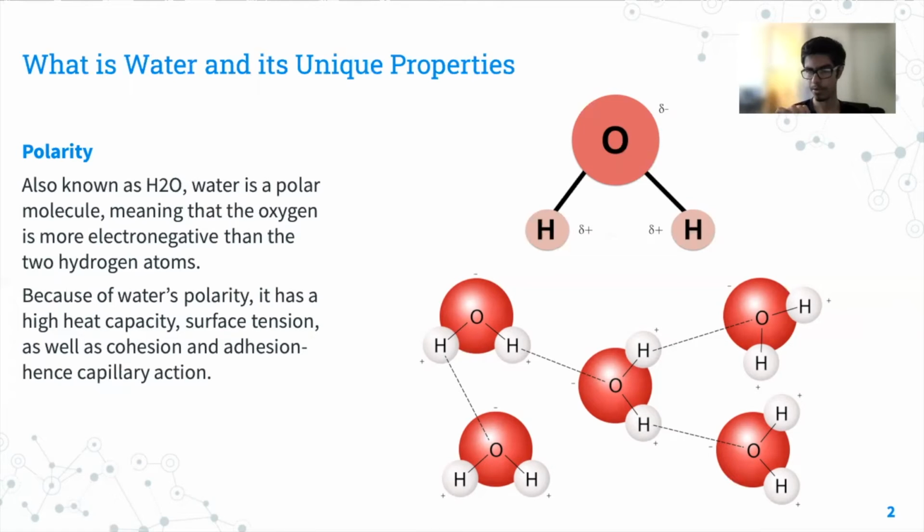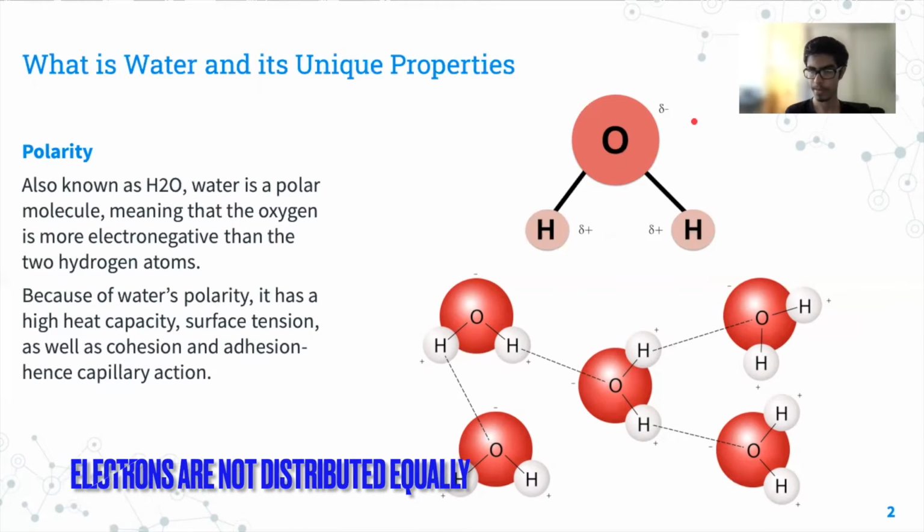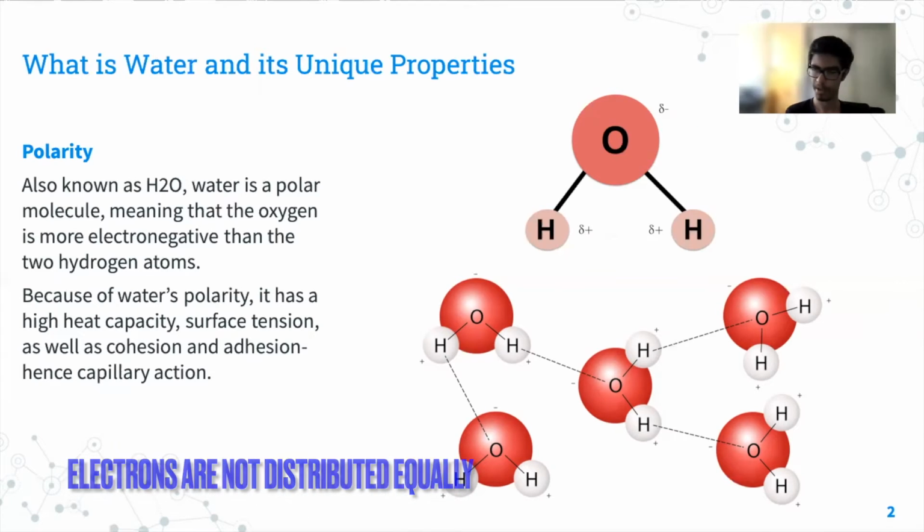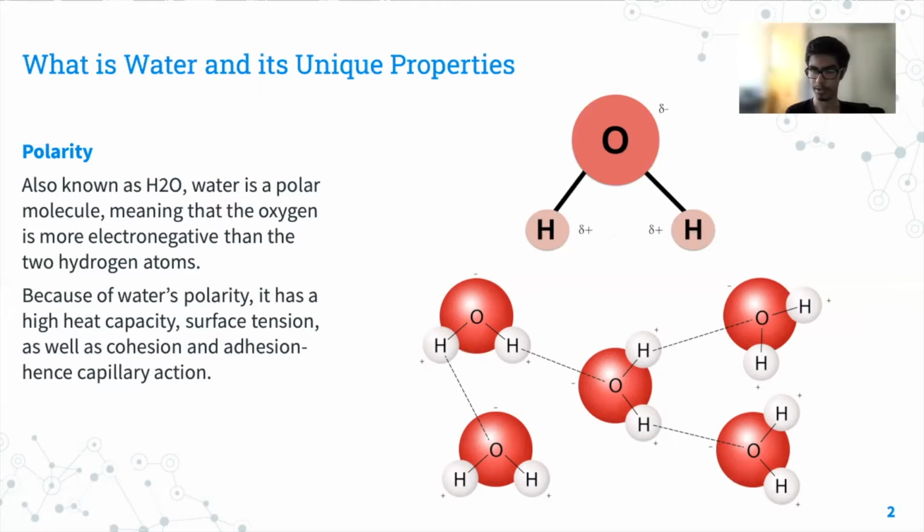But of course, what's the significance of those positive and negative charges? Well, oxygen is more electronegative than the hydrogen atoms. So that means that it hogs more of the electrons towards itself. And if you have a little bit of knowledge in chemistry, since oxygen is more electronegative and hogs more of the electrons, that means water is a polar molecule. It is polar. And its polarity gives water its unique properties.